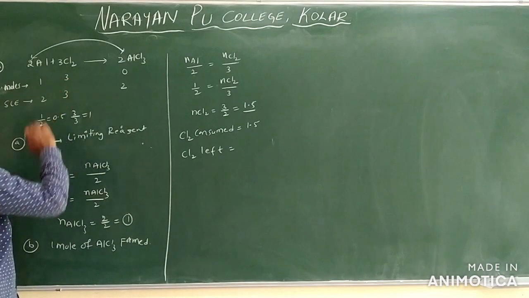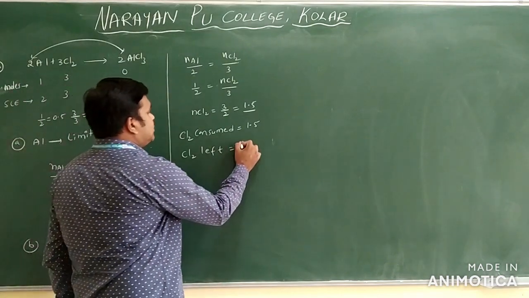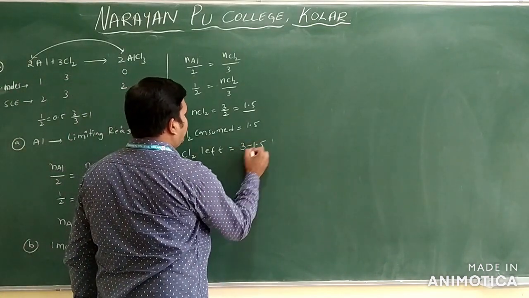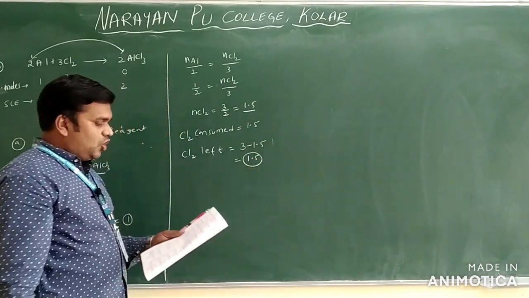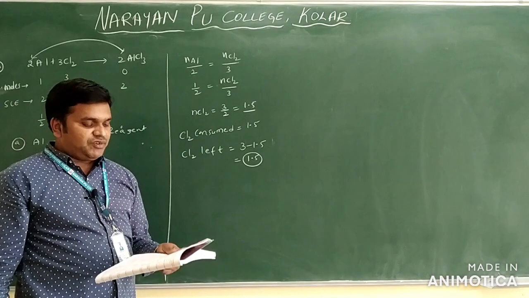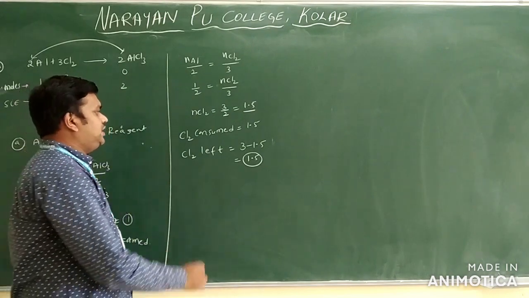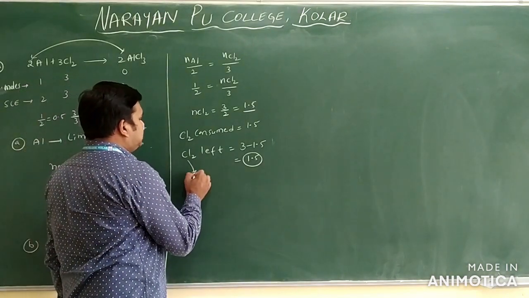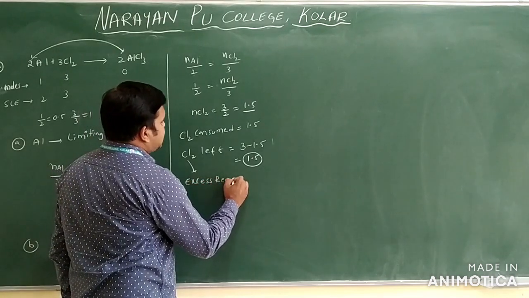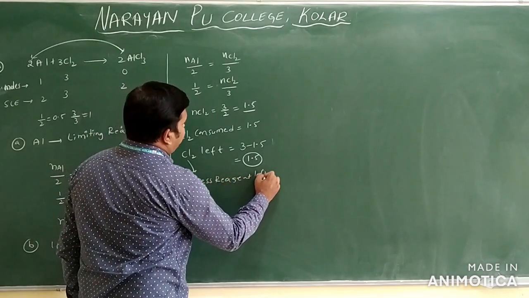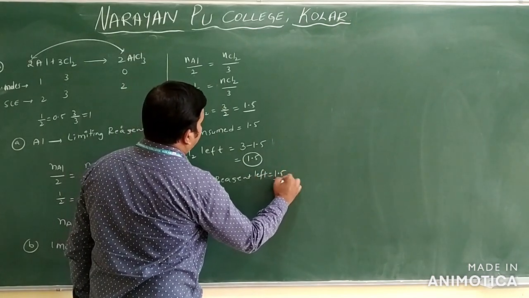Initially how many moles of Cl2 do we have? 3 moles only. So this is 3 minus 1.5, that is equal to what? 1.5 only. So how many moles of excess reagent are left? That is 1.5 moles only. So Cl2 is the excess reagent left. How much do we have? 1.5 moles only.